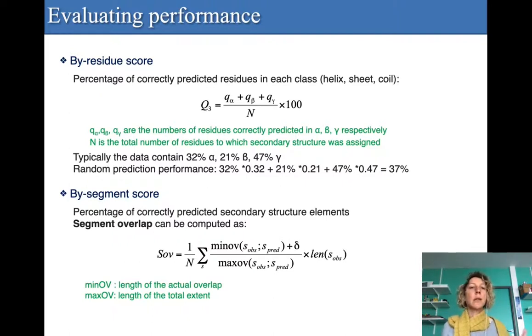So typically the data contain, let's say, 32% alpha, 21% beta, 47% gamma. So random prediction performance would lead to 37%. So if you're better than this, you're better than random.